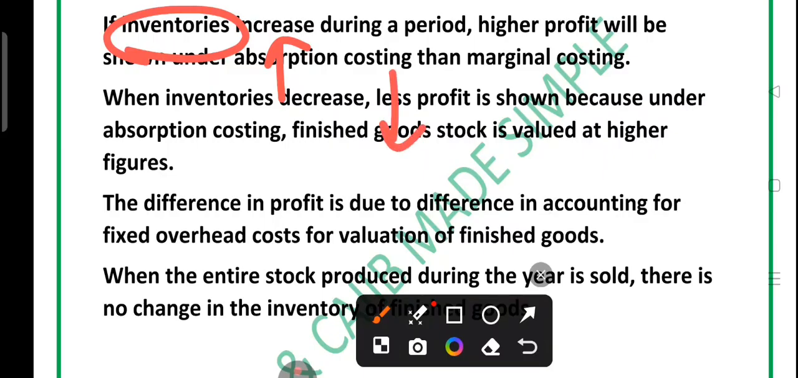And when inventory decreases, what happens? Meaning you are selling more than you are producing. Then absorption costing will show less profit. That's because the fixed cost sitting in last year's stock now gets released into the current year cost, making profit fall. And if the company sells everything it produced in the same year, then there is no difference in the profit between marginal costing and absorption costing, because there is no change in inventory. So the golden rule is that if inventory increases, absorption costing will show higher profit. If inventory decreases, absorption costing shows lower profit. If there is no change in the stock, no difference at all. I hope this is clear.